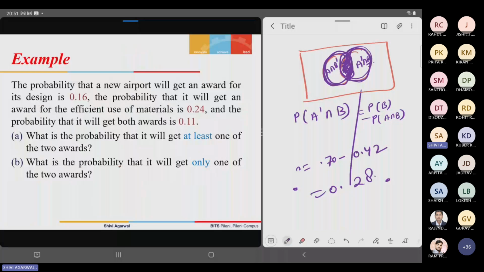Another example: the probability that a new airport will get an award for its design is 0.16. The probability that it will get an award for efficient use of material is 0.24. So there are two types of awards, for its design and for efficient use of material, and the probability that it will get both awards is 0.11. Now, what is the probability?